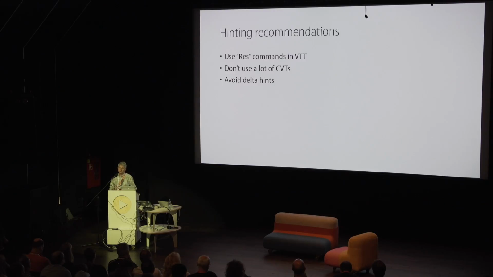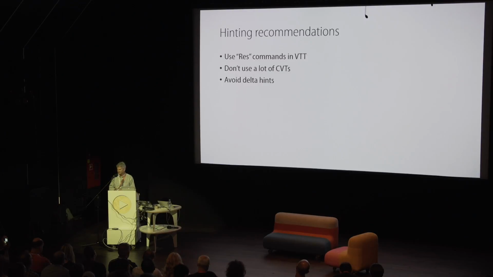Some hinting recommendations: if you're using VTT, we recommend that you use the res commands. The res commands are sensitive to different rendering modes, such as whether there's vertical grayscale or color ClearType hinting going on, for instance. And we recommend those in particular for variable fonts because we feel like those are actually going to give the best overall results across an entire variation space. Don't use a lot of CVTs. The more CVTs that are defined, the more things you may need to define adjustments for. So if you can get away without defining CVTs, that'll save you some work.